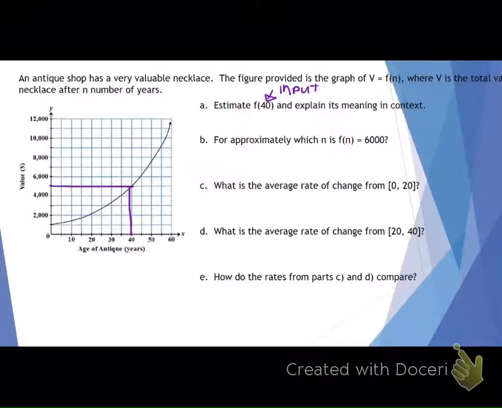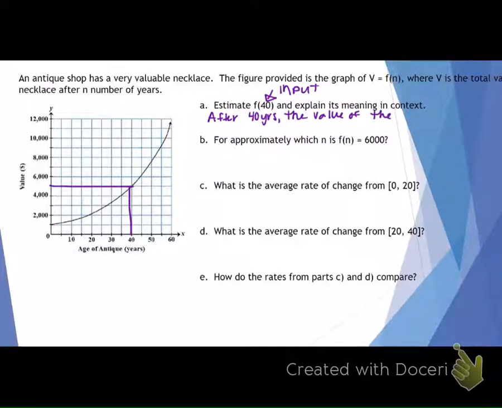Okay, Grace, what is the sentence you're going to say here? After 40 years, the value of the necklace will be about $5,000. Questions on how that was found? Guys, do we have questions on how that was found? No, I made a hand turkey.